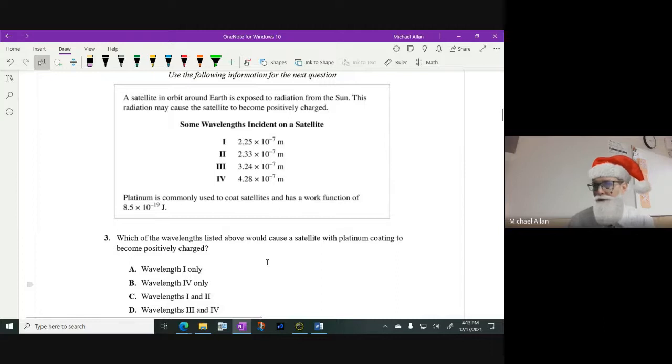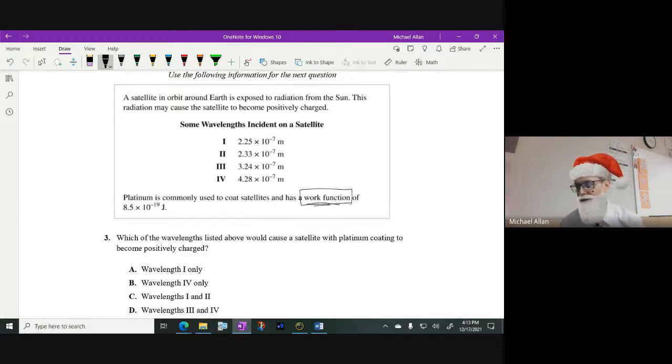There we go. On this next one, we're just trying to figure out which of these wavelengths have been released by the sun. There's lots of wavelengths, but they've only given us 4 of the wavelengths being released by the sun. Which of them has enough energy to overcome the work function in the photoelectric effect? Whenever I see the word work function, I think photoelectric effect.